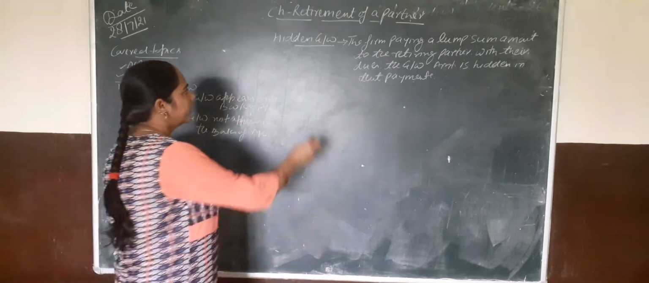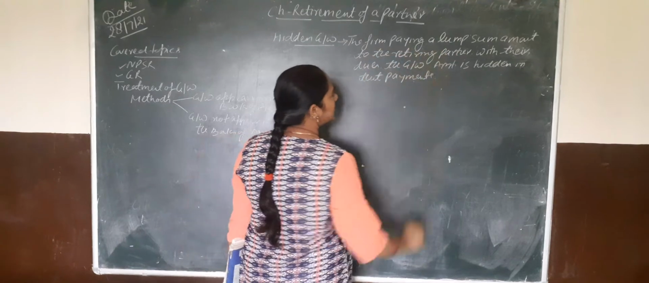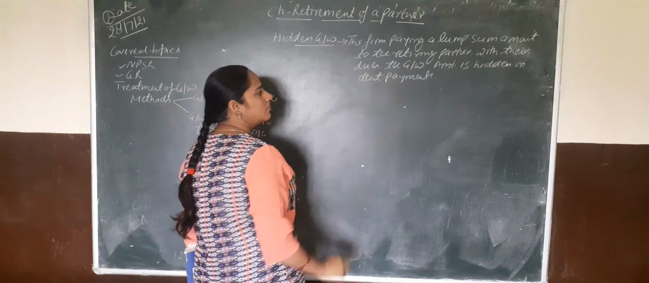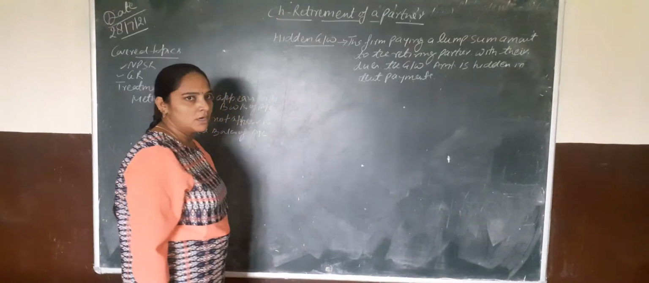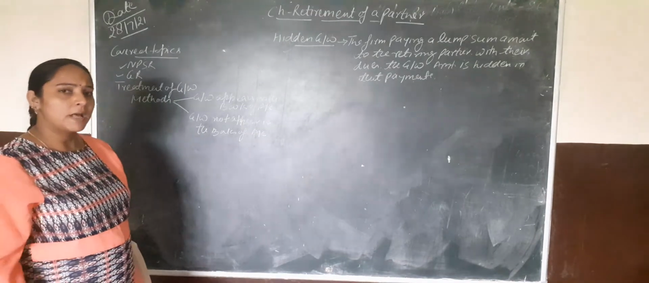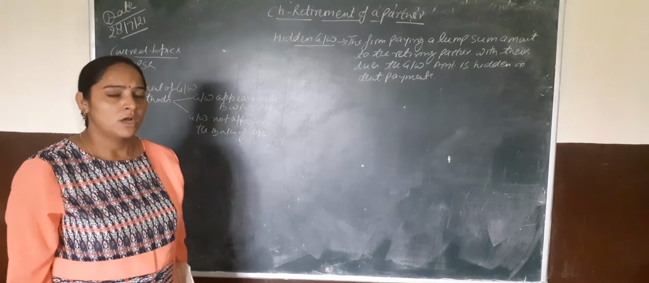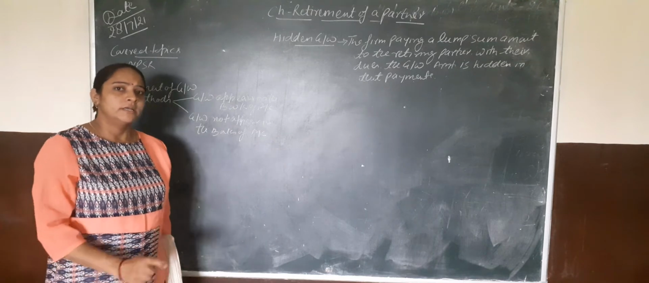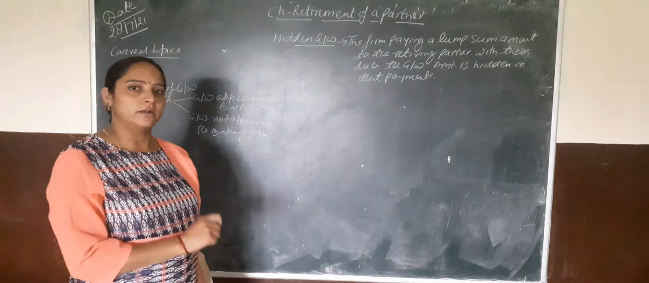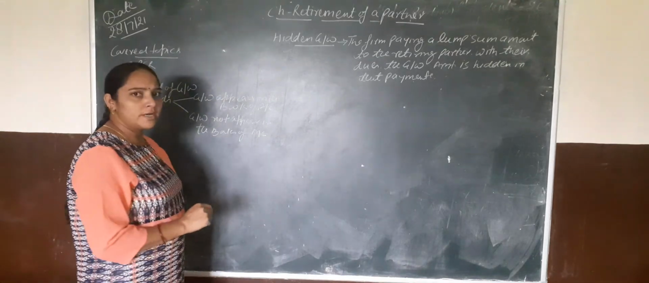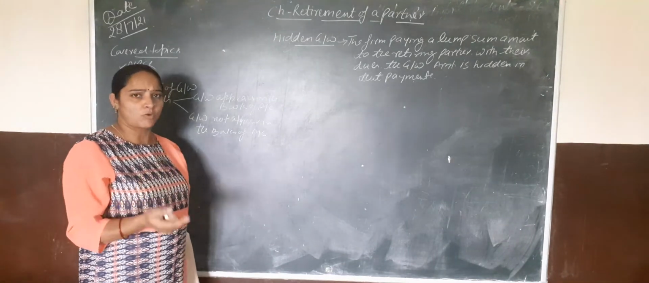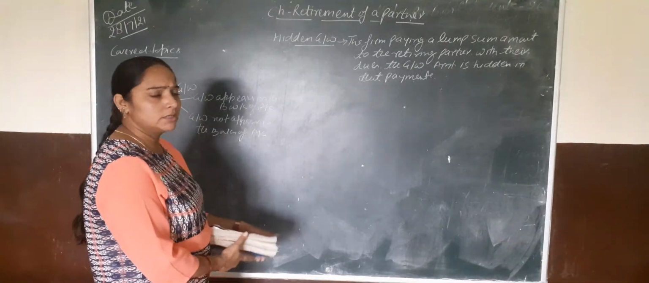So hidden goodwill: the firm pays a lump sum amount to the retiring partner along with their dues. The goodwill amount is hidden in that payment. So children, when the partner retires from the firm, at that time the firm also gives an excess amount over their dues. So in their dues, in their payments, the goodwill amount is already hidden. Now we are calculating which amount of goodwill is hidden in these payments.